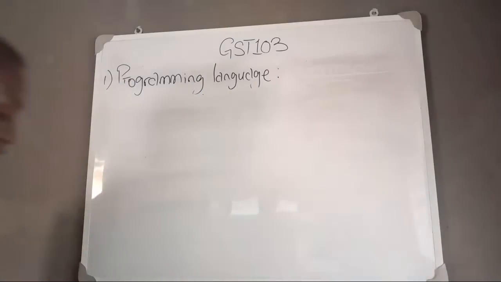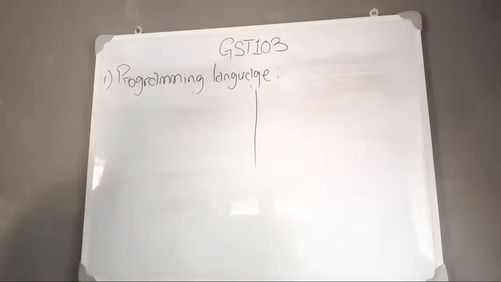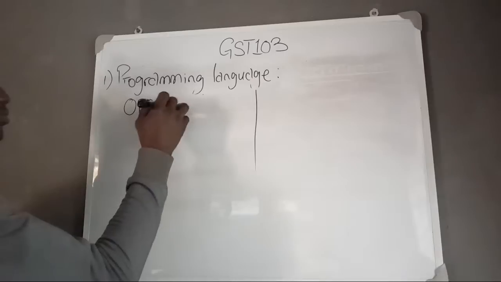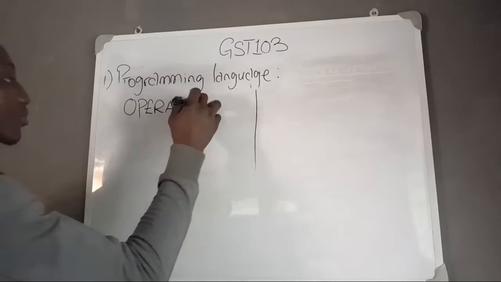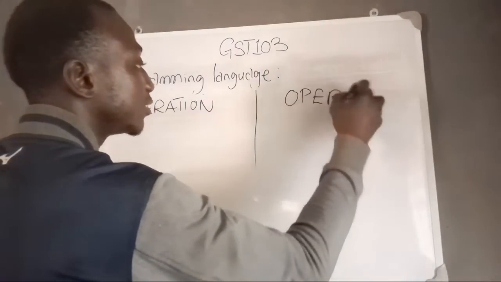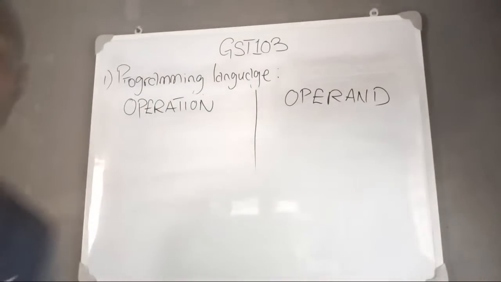Now, these two forms are operation and operands. Operation and operands. They are operation and operand.